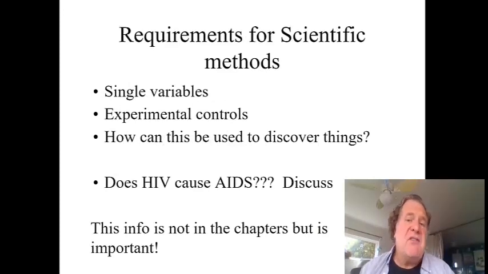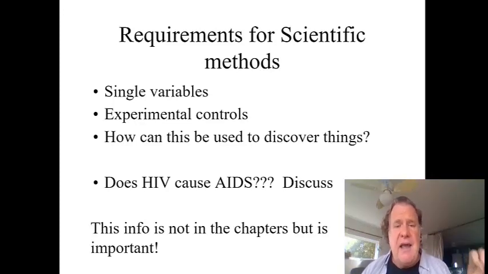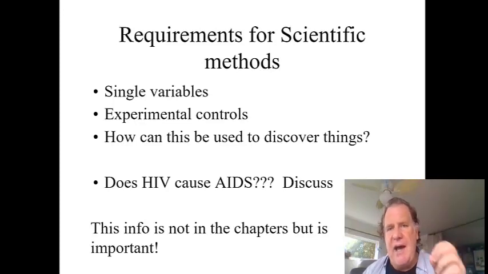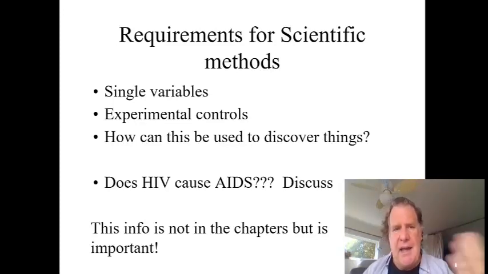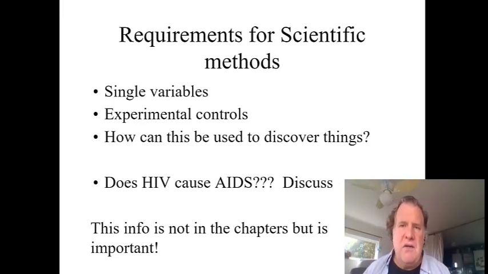Some of the requirements for the scientific method are that you need to look at one variable. You can't have a whole bunch of different things. Also, you need to believe that you can solve the problem using the scientific method. If you feel that you can't solve it, when things are unsolvable, it's because you think they're unsolvable. You need to have experimental controls. And this is one of the things we're going to do in class: I'm going to have you ask some questions and have some discussions on doing the scientific method.